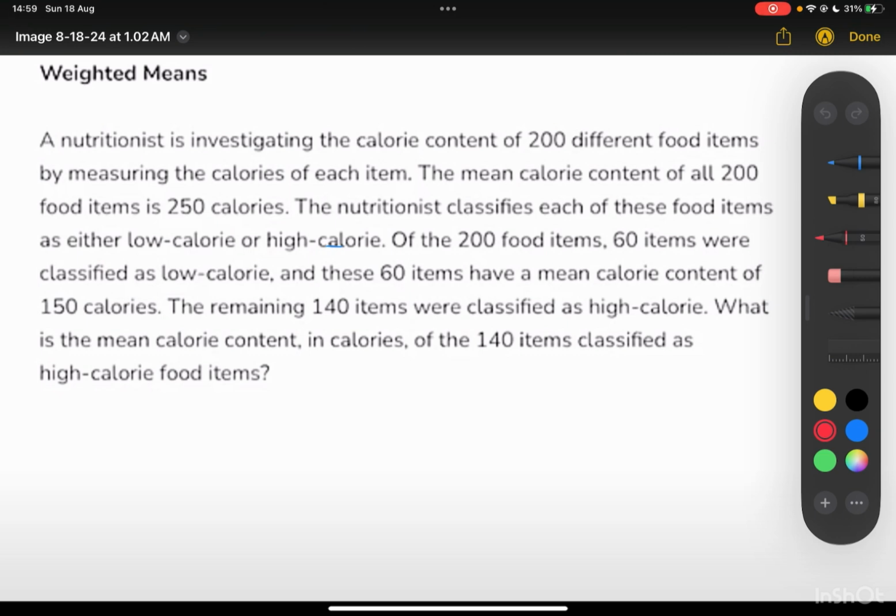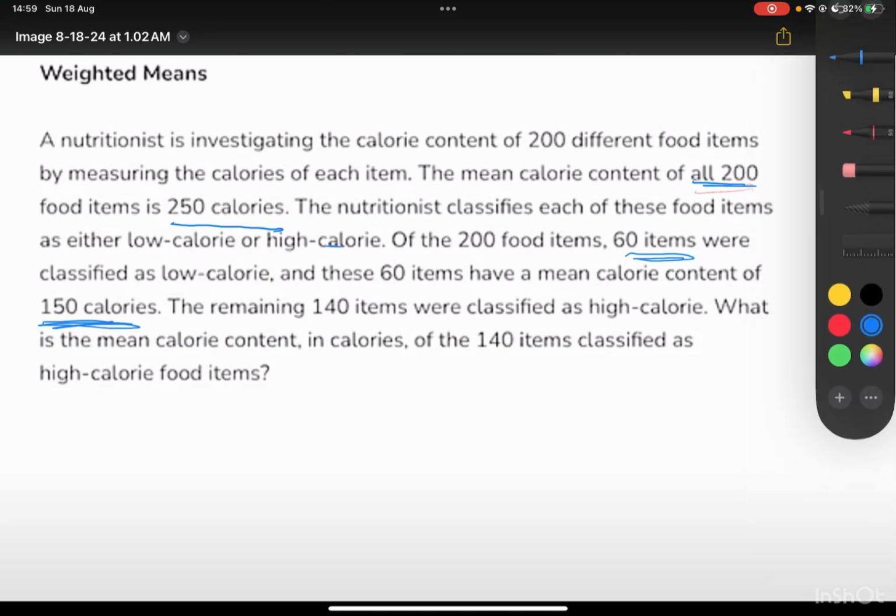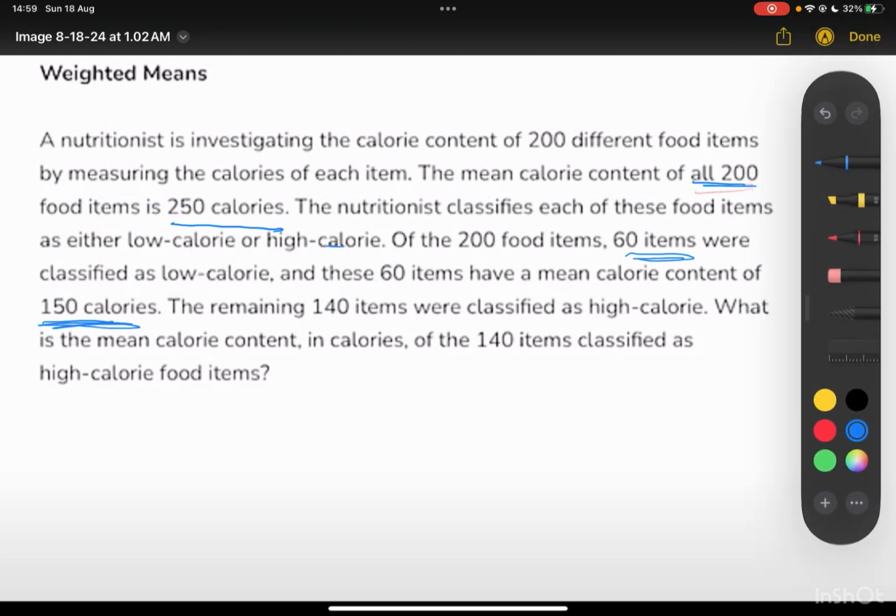So I'm going to underline this. All 200 food items have a mean of 250 calories, and 60 items have a mean of 150 calories. The remaining 140 items were classified as high calorie. So, what is the mean calorie content of the 140 items classified as high calorie food items?